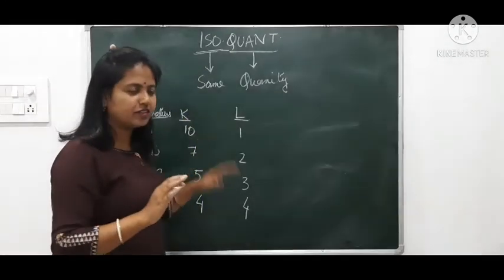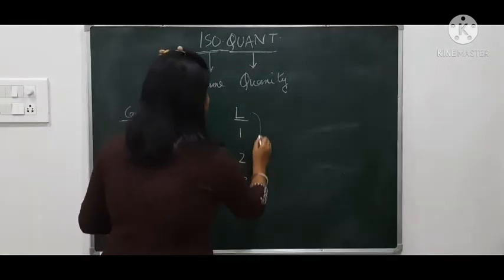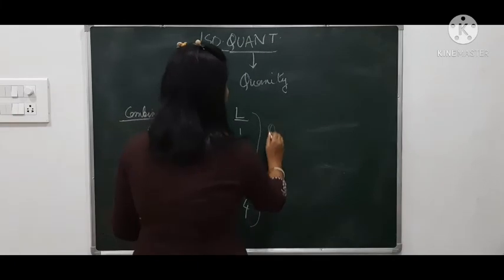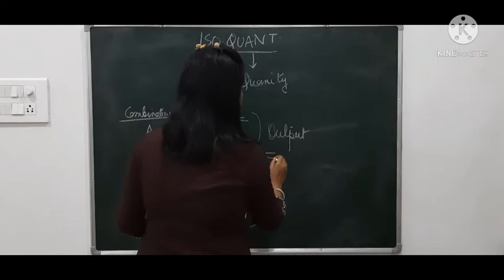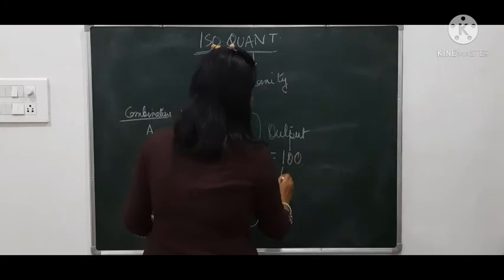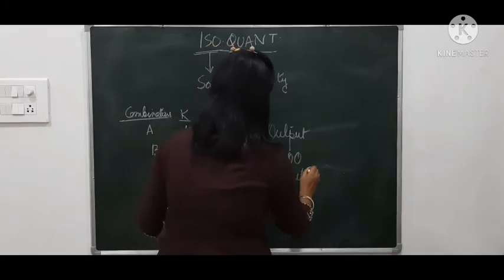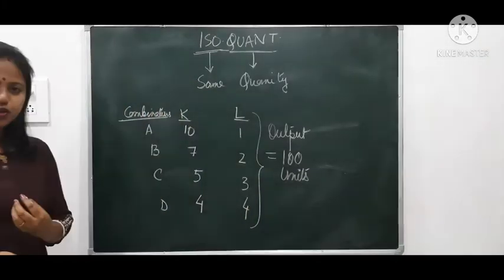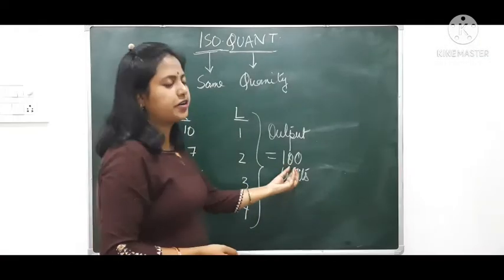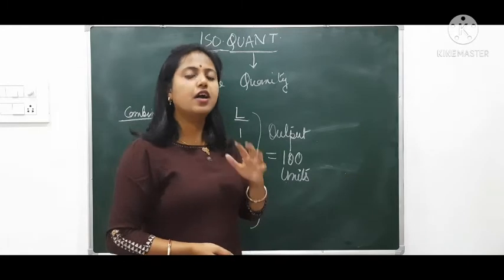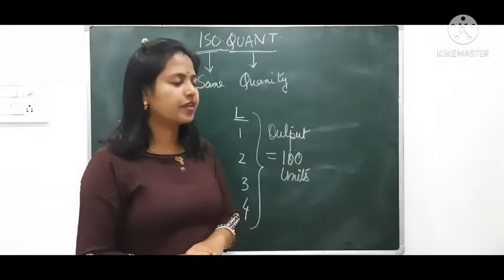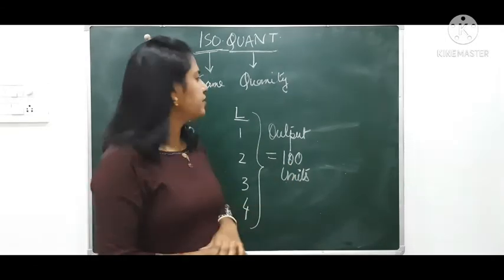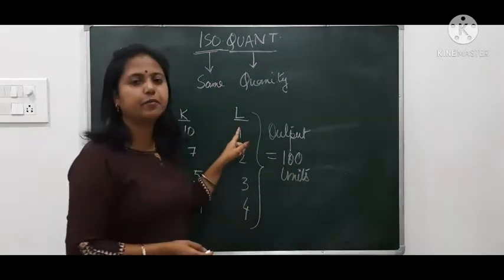And I'll tell you what it is all about. Output is equal to 100 units. Now, as a producer, I want to produce 100 units. I am interested to produce 100 units. For producing 100 units, I need capital and labor.